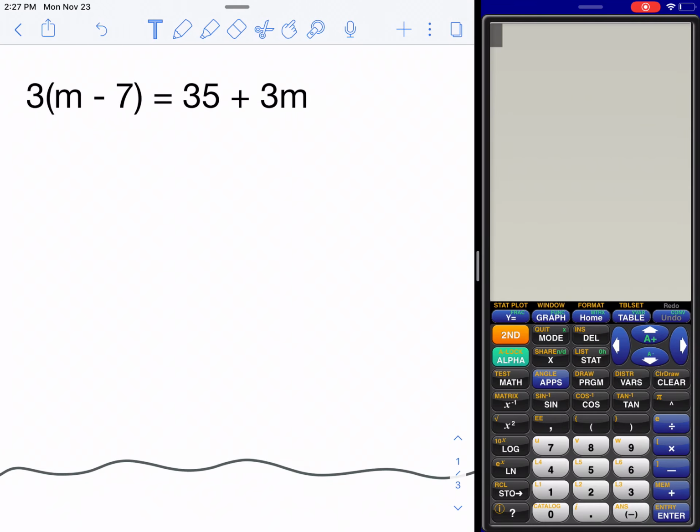All right, we are back with a couple special cases. The name of this station is No Solution and Infinitely Many Solutions. These are two special cases that will happen when you can't solve an equation.